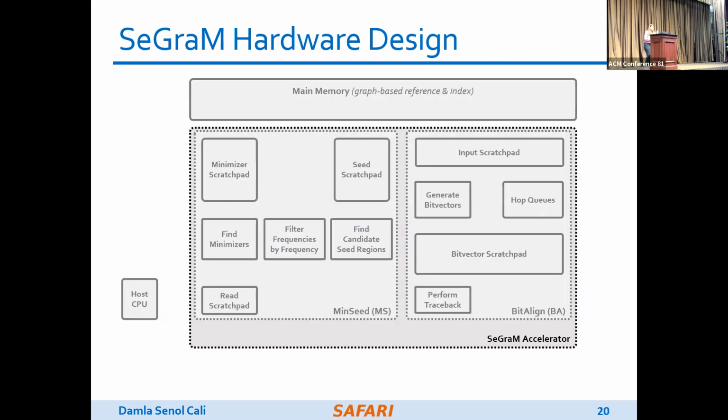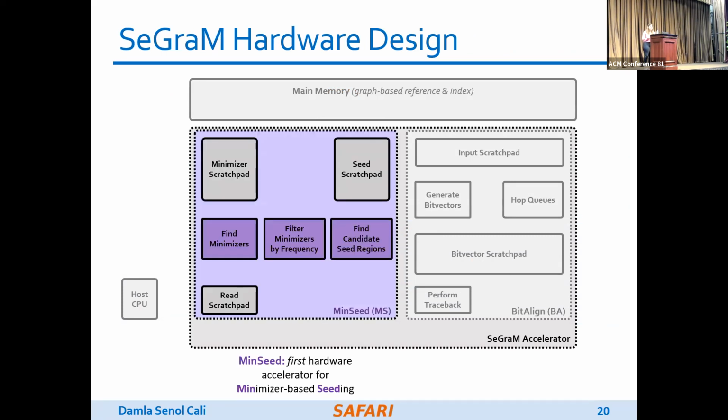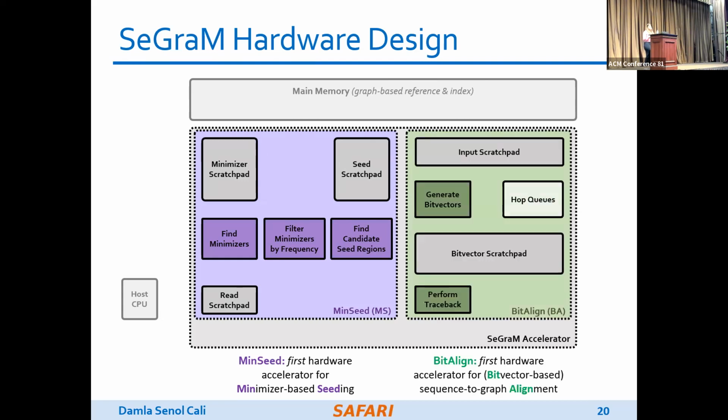So when we look at the SIGGRAM hardware design, it consists of two main components. First, MinSeed, which is responsible for the seeding step, and it is the first hardware accelerator for minimizer-based seeding. And second component, BitAlign, is responsible for the alignment step, and it is the first hardware accelerator for sequence-to-graph alignment. Let's look at the high-level overview of SIGGRAM. So before SIGGRAM execution starts, as pre-processing steps, we generate each chromosome's graph structure, index each graph's nodes, and then preload both the resulting graph and the hash table-based index into the main memory. So both of these data structures are static, so we can generate them only once and reuse them for multiple mapping executions.